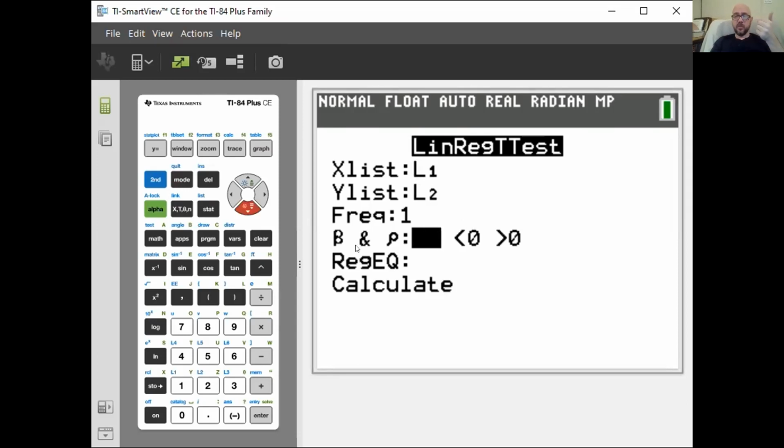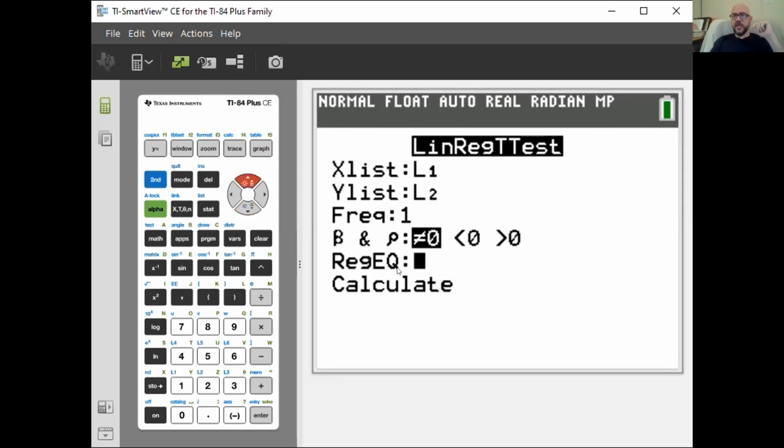Now, remember, I mentioned that we're going to do a test to see if there is a statistically significant correlation between X and Y. That's this. It's asking for the alternative hypothesis for that test. We're always going to want it to be not equal to, and I'll explain why when we get there. Then there's the calculate button, which we're going to get to in a second.